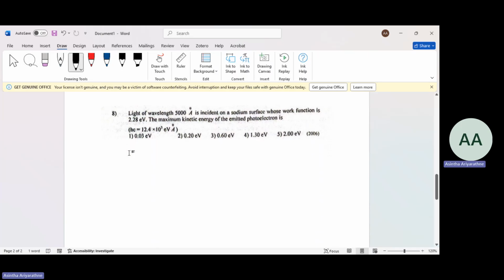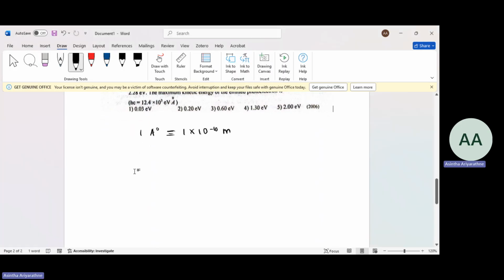Light of wavelength 500 angstrom. So 1 angstrom is 1 times 10 to the power minus 10 meters. At 1 angstrom, 10 to the power minus 10 meters. Another unit I need to measure small lengths.